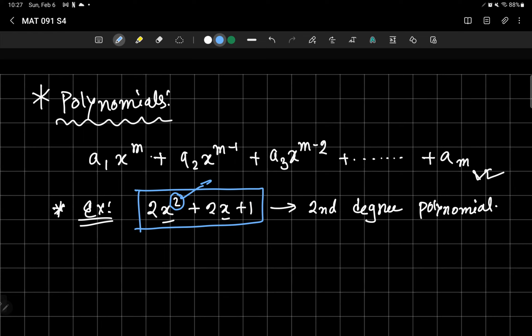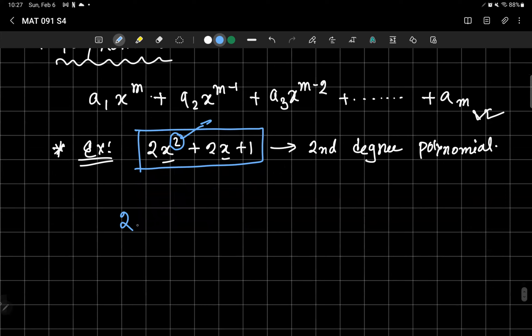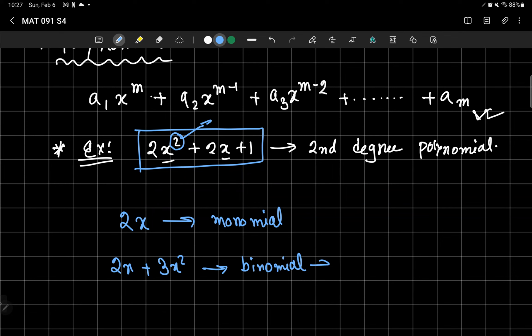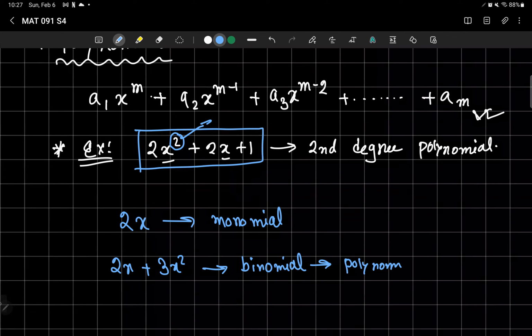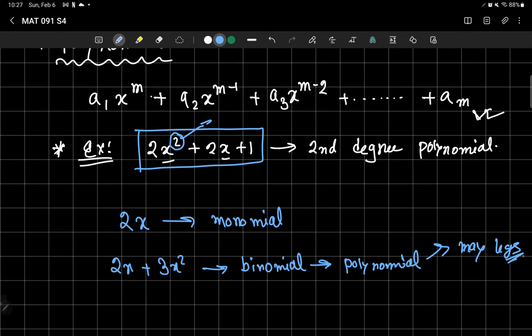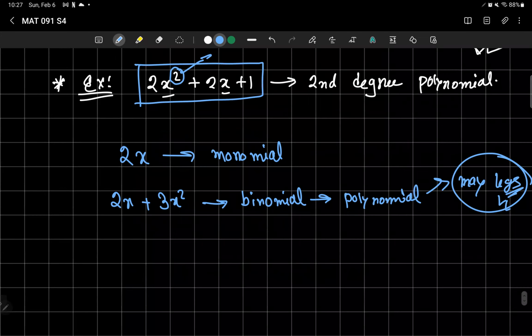So what is a polynomial in general? Well, a polynomial is something that contains more than one term. For example, a quantity like 2x is called a monomial. If you have 2x plus, let's say, 3x squared, it's called a binomial. In other words, this is indeed a polynomial, like many legs or many terms, whatever you want to call it. I think that's the translation of polynomial, like it has many legs or many arms. In a mathematical context, it just means there is more than one term.